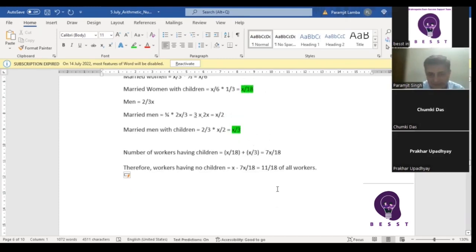Has everyone understood? The last two steps are easy. The first two steps need to be followed rigorously, and then you'll be able to calculate. The last two steps are a matter of logic. You first calculate how many total workers there are with children and subtract this from the total number of workers. It will give you the number of workers without children.